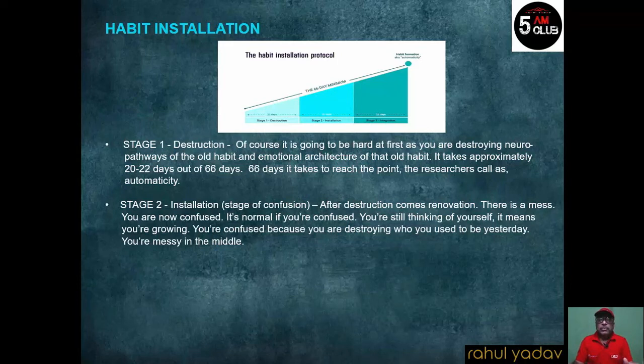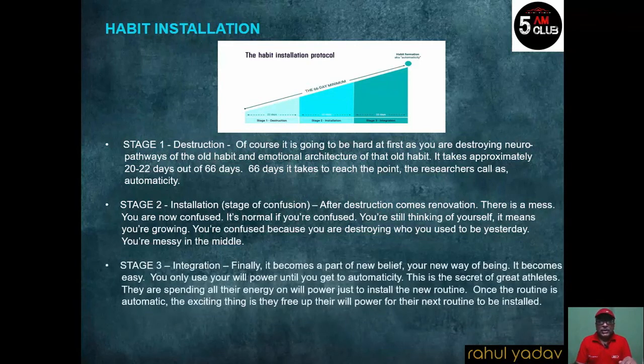After destruction comes the renovation. This is the renovation part. There is a total mess. When the renovation happens, there is a total mess. You are confused. It's normal that you are confused. You are still thinking of yourself, which means you are growing. You are confused because you are destroying what you used to be yesterday. You are messy in the middle. Don't bother about it. And stage 3 is integration.